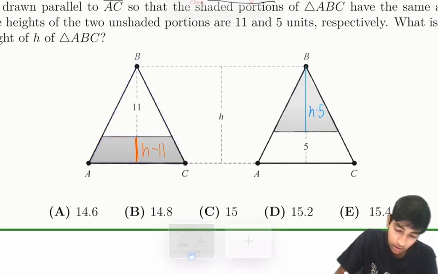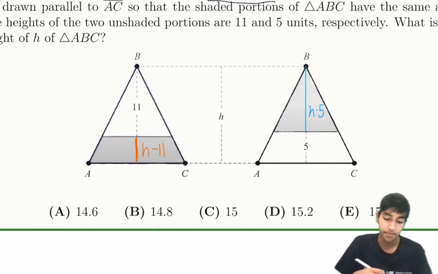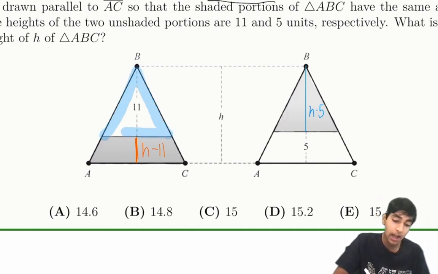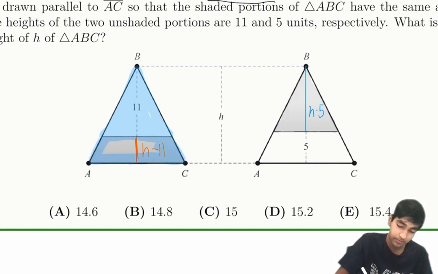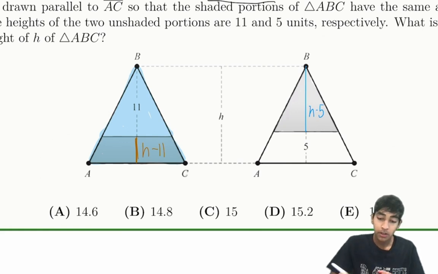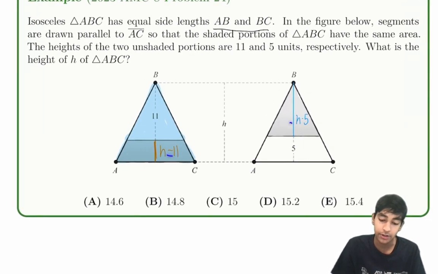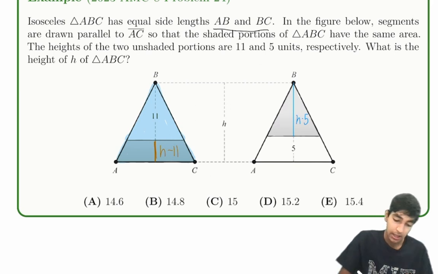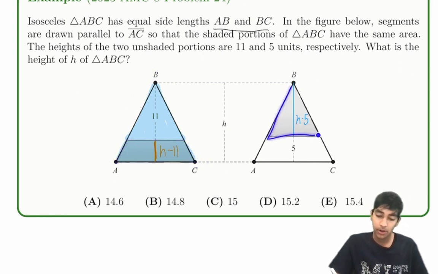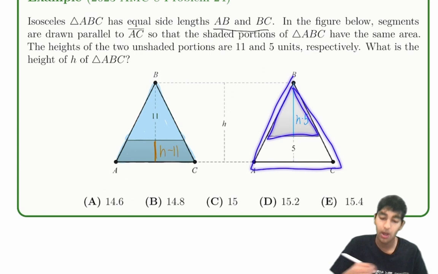How should we relate the area of the shaded region? Well, the trick for this type of problem is we're going to have to relate the area of the shaded region to the area of the entire triangle. Because like I mentioned earlier, the only thing common about these diagrams is the big triangle. So to find the ratio of the areas of these shaded regions, it's going to be much easier to find the ratio of the areas of this region to the area of the entire triangle. And similarly, find the ratio of the area of this region to the entire triangle as well.